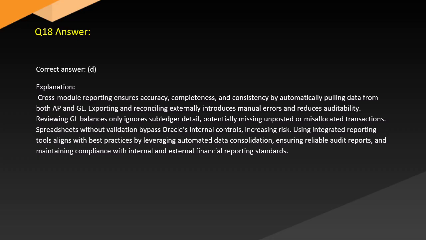Explanation. Cross-module reporting ensures accuracy, completeness, and consistency by automatically pulling data from both AP and GL. Exporting and reconciling externally introduces manual errors and reduces auditability. Reviewing GL balances only ignores subledger detail, potentially missing unposted or misallocated transactions. Spreadsheets without validation bypass Oracle's internal controls, increasing risk. Using integrated reporting tools aligns with best practices by leveraging automated data consolidation, ensuring reliable audit reports, and maintaining compliance with internal and external financial reporting standards.